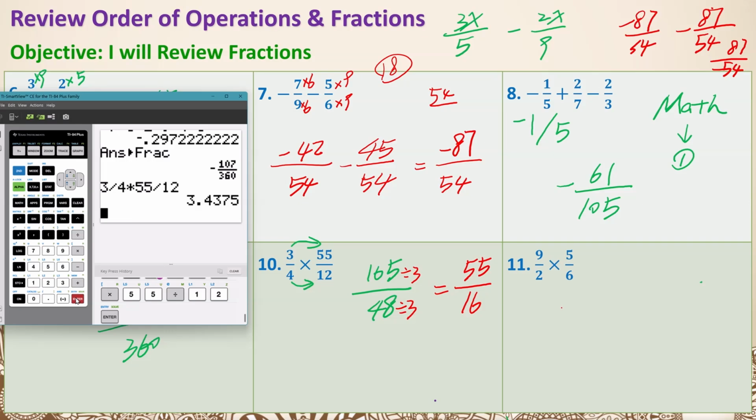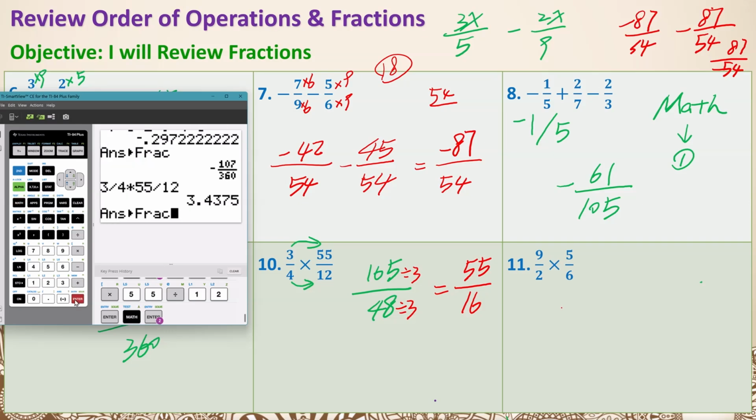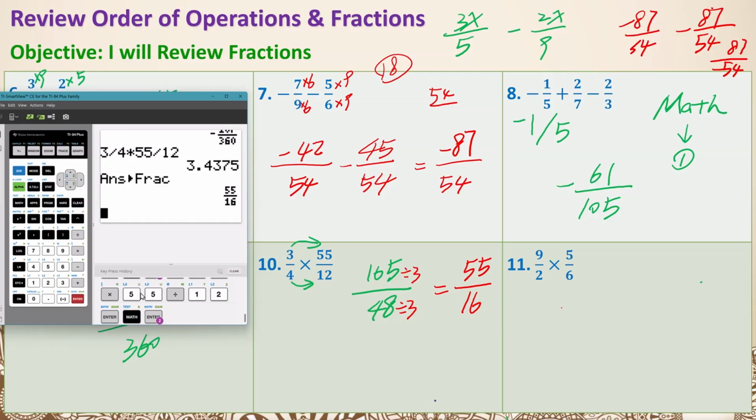And press enter. You get a decimal again, so press math and change it to a fraction. You can see it directly gives us 55 over 16. So our calculator is going to simplify the answers for us. That will make things a bit easier.